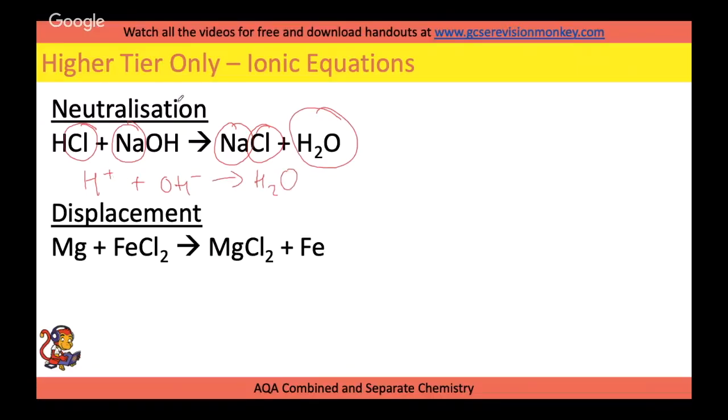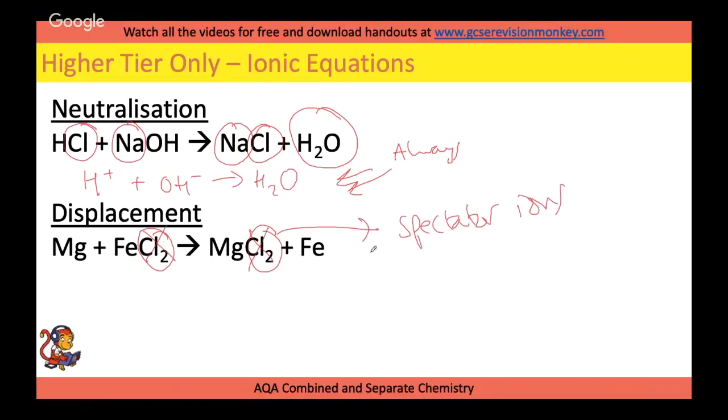So whenever you see a neutralization ionic equation, it will always be H plus OH minus makes water. That will always be the ionic equation when you've got hydroxide and an acid reacting to make a salt plus water. So look out for that one. If you get another one like displacement, you'll need to see which is staying in ion each side. So for example, here you've got chloride ions there and chloride ions there. We don't involve these in the equation. These are called spectator ions. They stay the same either side.